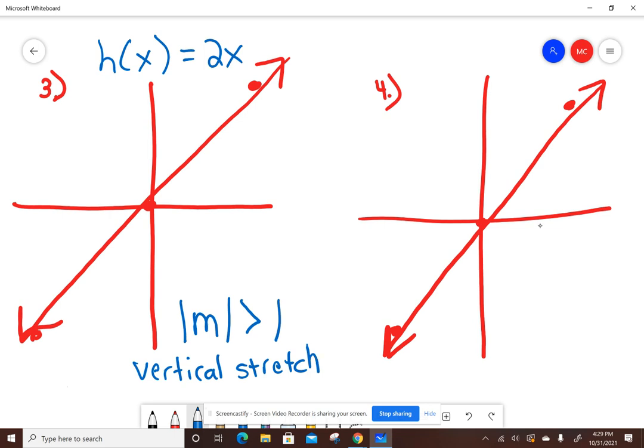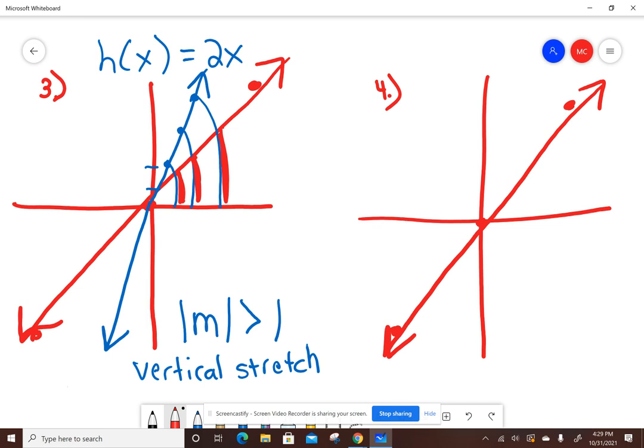So instead of going up 1 over 1, I go up 1, 2 over 1. Up 1, 2 over 1. And this is a vertical stretch. Now notice every point on this blue line is further away from the x-axis than every point on the red line. Notice the red line is closer. It's because the blue line is stretching away from the x-axis, and that's what a vertical stretch does.